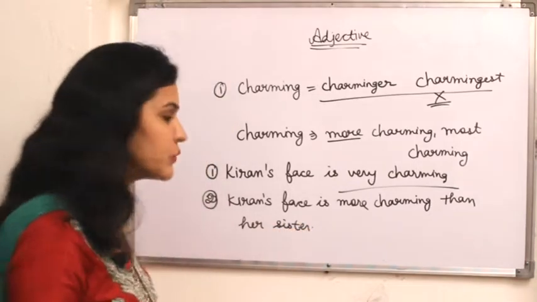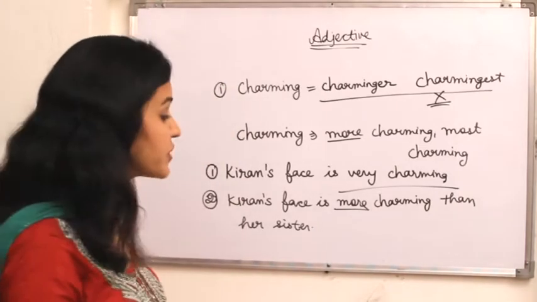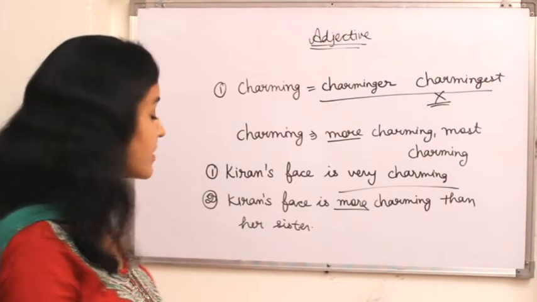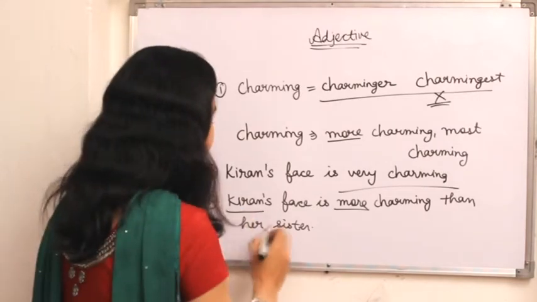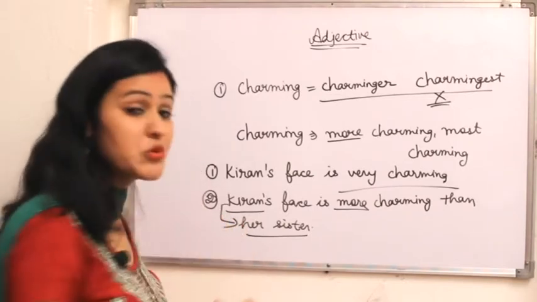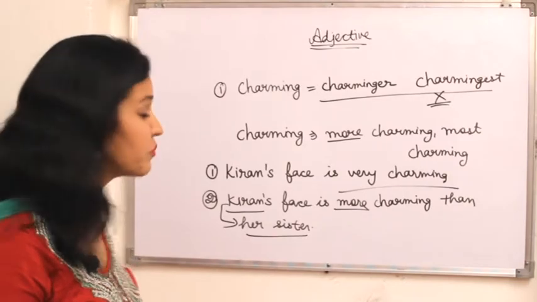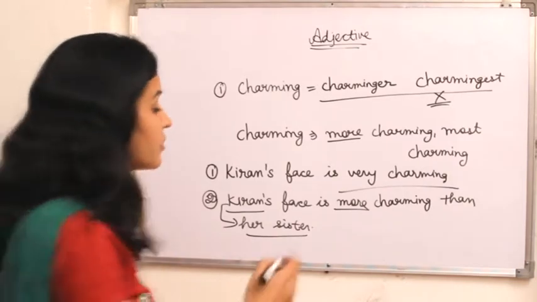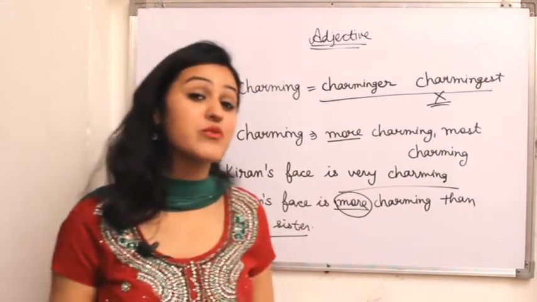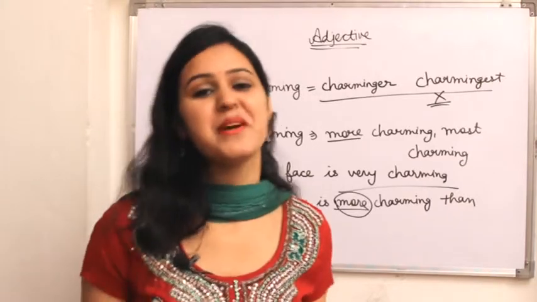So why do I use more here? Because we are comparing between two girls. Okay, so what is the first? First is Kiran and second is her sister. So when you are comparing between two persons, two people, always remember that we have to put more before the noun. Okay, and it is also referred to as what? Do you remember that? It is referred to as comparative form.